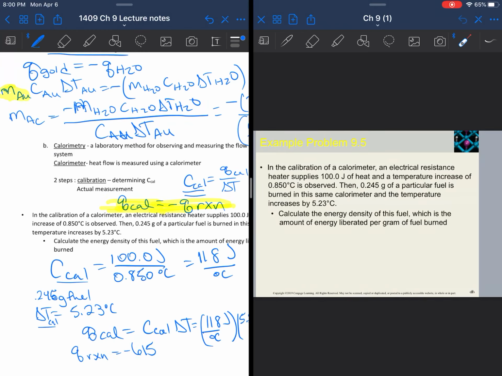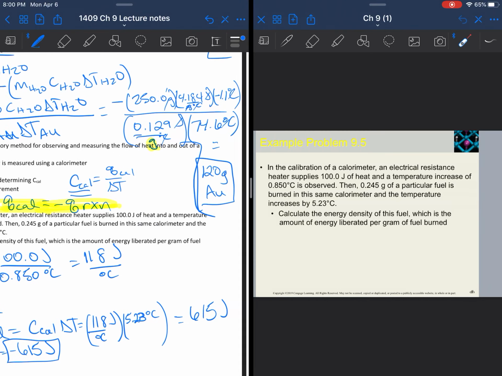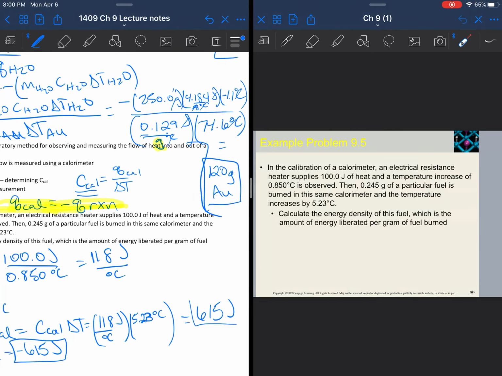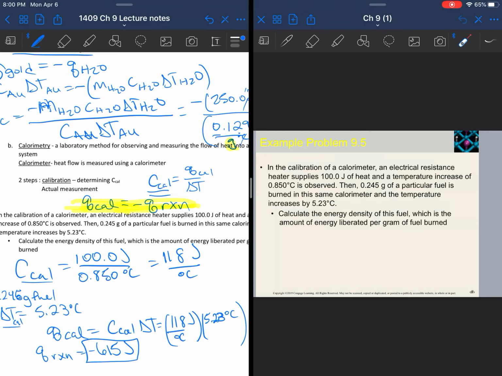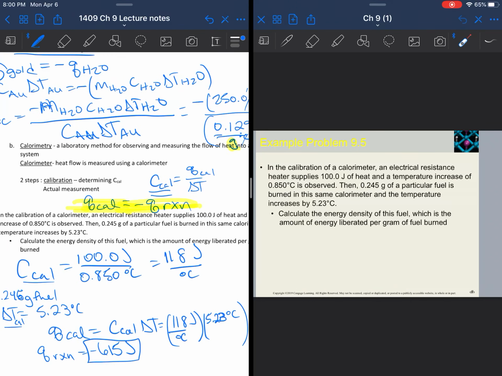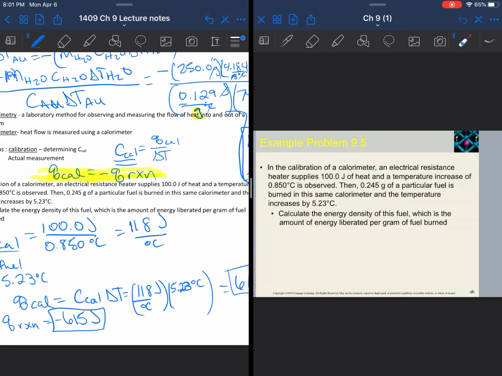If the question was, what is Q of the reaction? Well, then Q of the reaction would be negative 615 joules, right? It depends on what the question's asking for. If you want to know how much energy was absorbed by the calorimeter, it's positive 615. If you want to know how much was lost by the fuel, it's negative 615. In the last question, it's not quite as important, the sign. The last question is how much energy per gram.